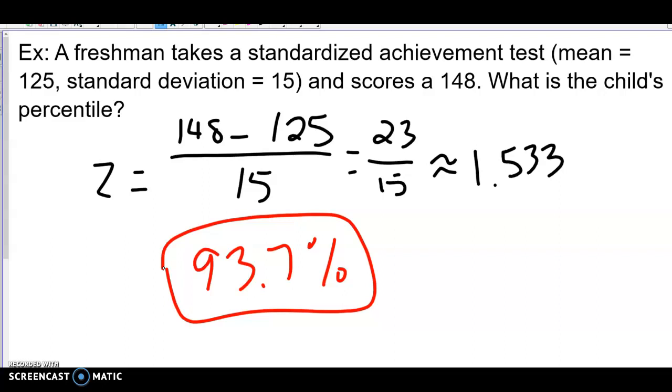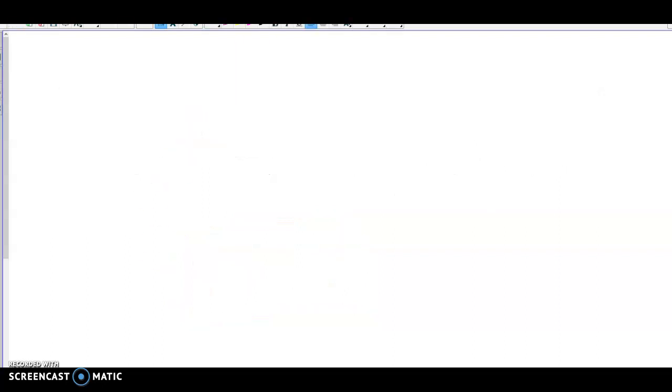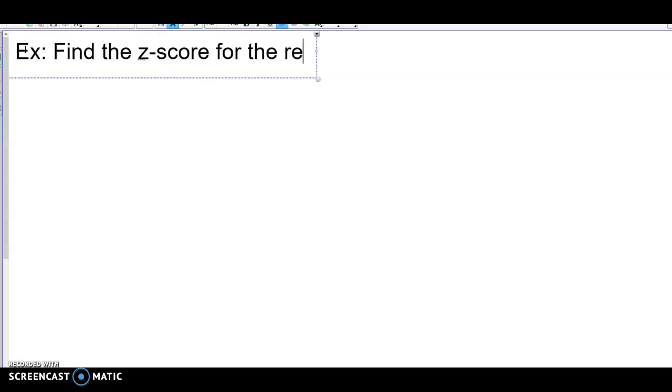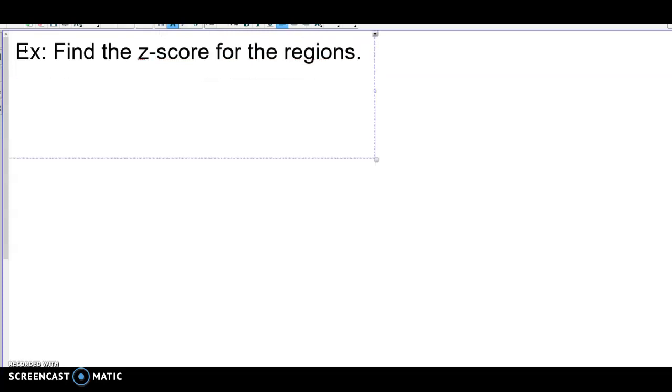Okay, so now we're going to switch gears a little bit. Now instead we're going to go the reverse way. We're going to have the percentage and we're going to have to figure out the z-score. And there is a calculator, a Desmos calculator, a different one, in order to calculate that. So find the z-score for the regions. And I have a couple different examples here.